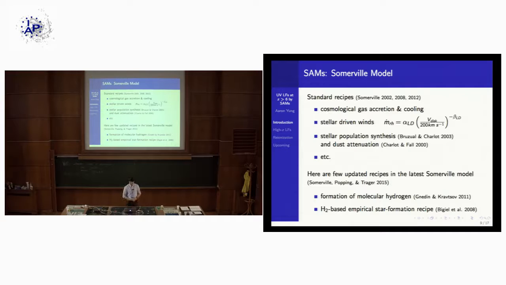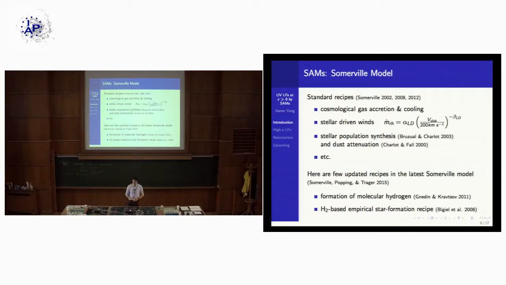So we are using two different SAMs in our project, one from Rachel Somerville and one from Yu Lu, who is currently a postdoc at Carnegie Observatory. The Somerville model includes many standard recipes like cosmological gas accretion and cooling, stellar feedback, stellar-driven winds, and many others. And we also use the two following models to compute the spectral evolution of stellar populations inside these galaxies and to account for attenuation by dust.